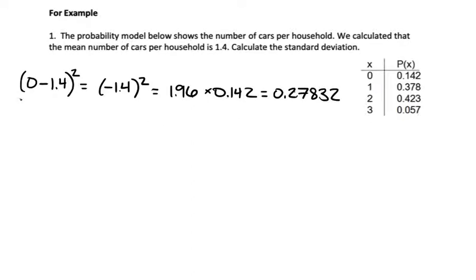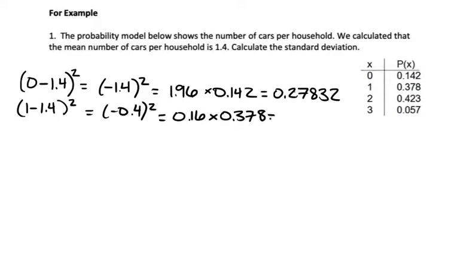And then I repeat the process for 1 minus 1.4, square the answer. Notice when you square the answer, you should always get something that is positive. A negative number squared is always a positive number. So all of these things that I'm adding up should be positive numbers. Multiply by 0.378. Obviously, you could do all these steps on a calculator. You can do them all at once. That usually works fine.